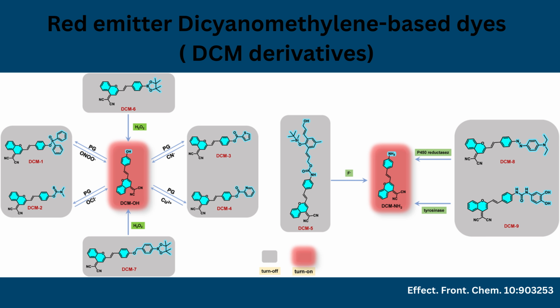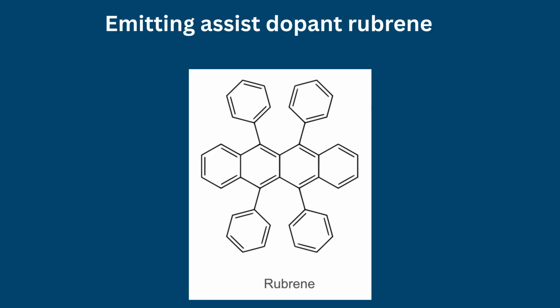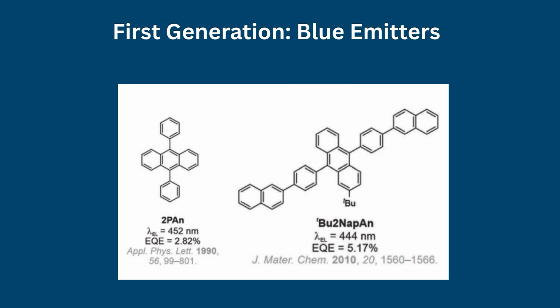Red emitters. The first red dopant-based red OLED was introduced in 1989 by Chen and co-workers. Dicyanomethylene-based dyes, for example, DCM derivatives, enabled orange-red emission, 570 to 650 nanometers, with EQEs up to approximately 2.3%. However, aggregation-induced quenching necessitated doped systems. The introduction of assistant dopants such as rubrene improved energy transfer efficiency. Blue emitters.